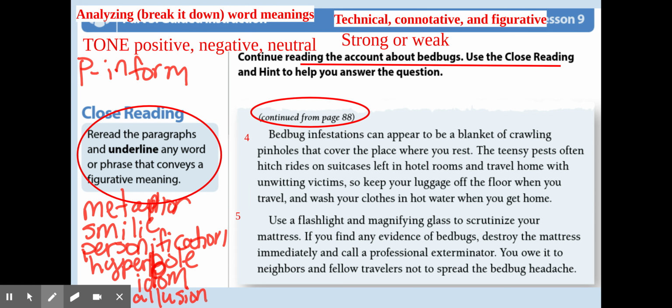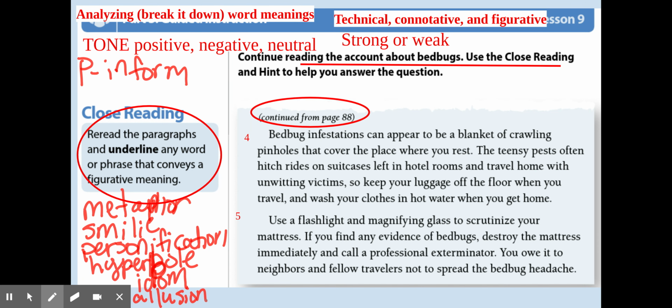So here we go. And anytime I get too fast, go ahead and pause me. Bedbug infestations can appear to be a blanket of crawling pinholes that cover the place where you rest. The teensy pests often hitch rides on suitcases left in hotel rooms and travel home with unwitting victims. So keep your luggage off the floor when you travel and wash your clothes in hot water when you get home. Use a flashlight and magnifying glass to scrutinize your mattress. If you find any evidence of bed bugs, destroy the mattress immediately and call a professional exterminator. You owe it to your neighbors and fellow travelers not to spread the bed bug headache.